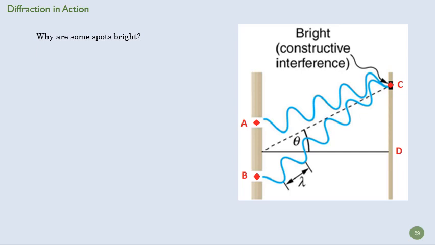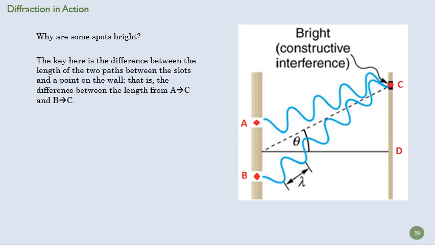So let's look at that a little bit more carefully. Why do we have some bright spots? Okay, we've got a nice picture here of our wavelength. So instead of looking at the wavelets, we're going to think, okay, in this direction, this is what my wave looks like as it moves from point A to C. And this is what it looks like from point B to C. The key difference is the length of that distance from A to C and from B to C.